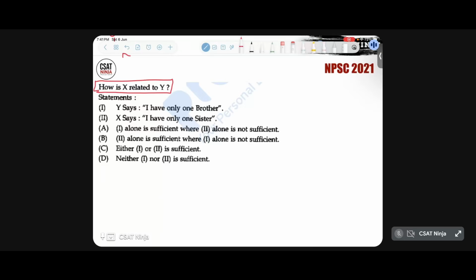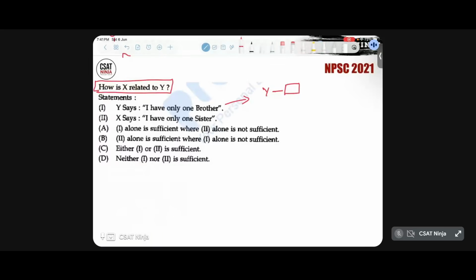How is X related to Y? Which means you need to find a relation between X and Y. Let's look at statement number 1. Statement number 1 says that Y says, I have only one brother. That is, Y says that I have only one brother. But we don't know who that is there.